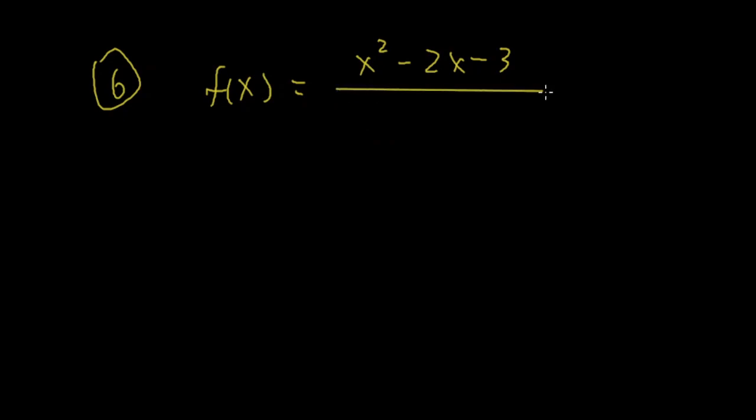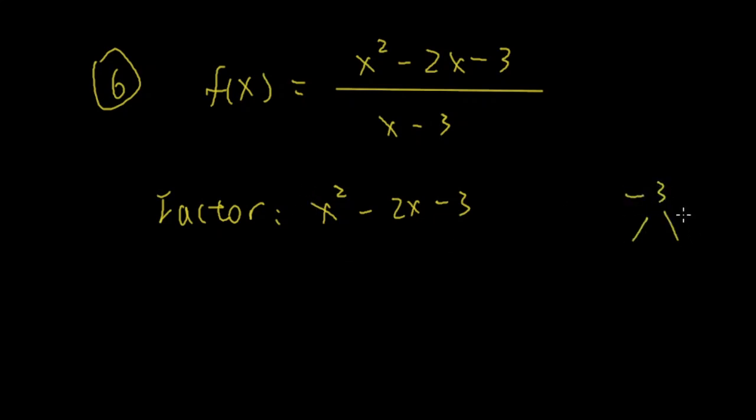Okay, next example, 6. f of x equals x squared minus 2x minus 3 divided by x minus 3. Okay, let's factor the numerator first. See if we can cancel anything out. Okay, since the leading coefficient is 1, find two numbers that multiply together to give you negative 3 and add together to give you minus 2. That will be 1 and negative 3. So that's equal to x plus 1 times x minus 3.